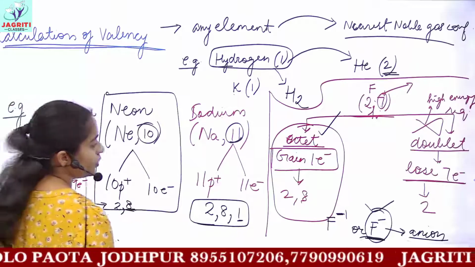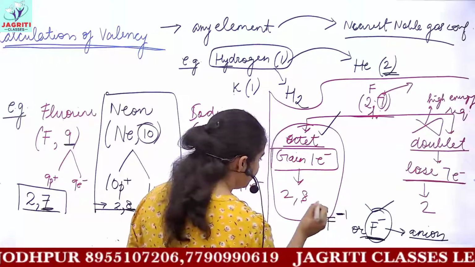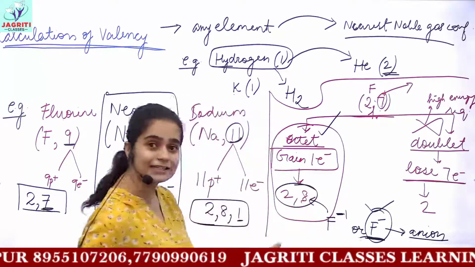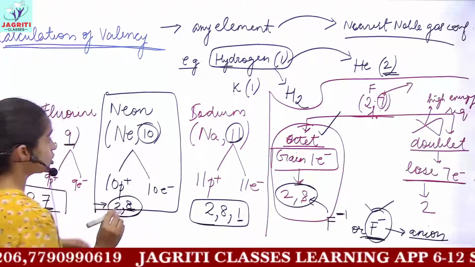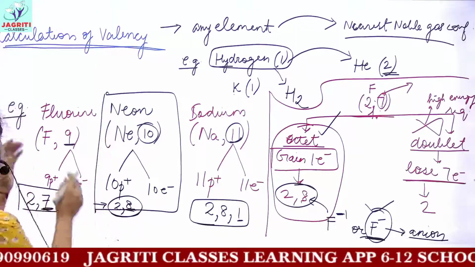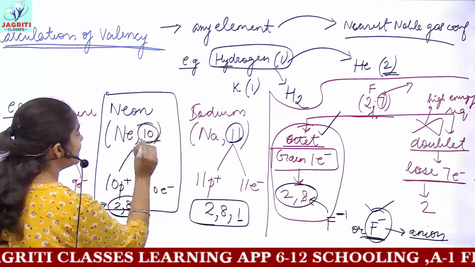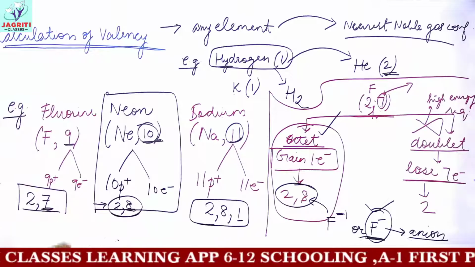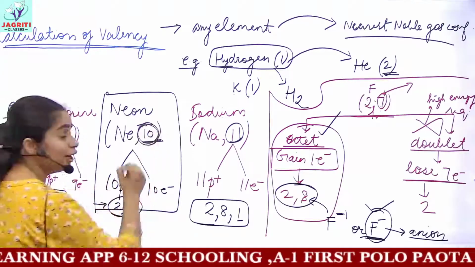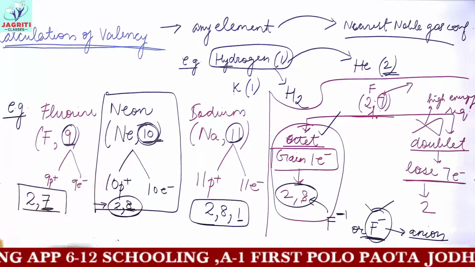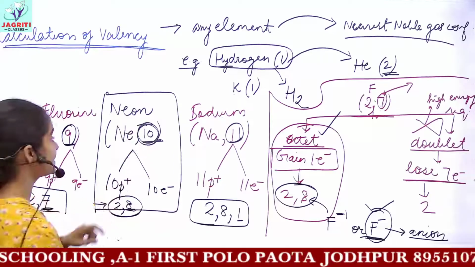Now, if fluorine gains one electron and becomes F minus, then the configuration would become 2,8. And 2,8 is the configuration of what? 2,8 is the configuration of neon gas. So fluorine, to attain stability, tries to occupy the nearest noble gas configuration. You know the nearest noble gas because fluorine is number 9 and neon is number 10. So the nearest gas is obviously neon. For sodium also, neon is the nearest gas.